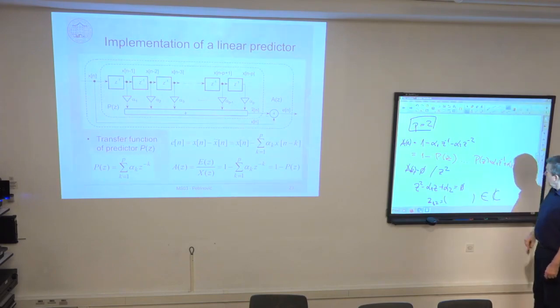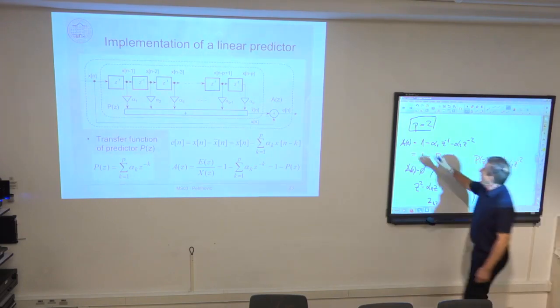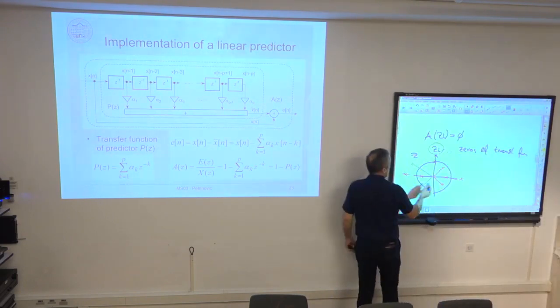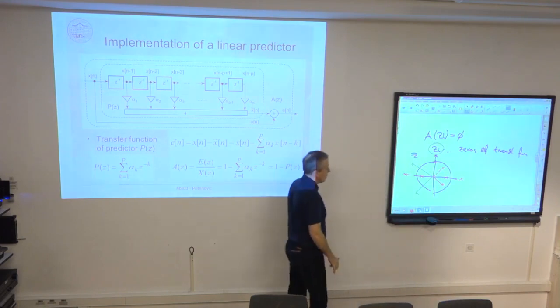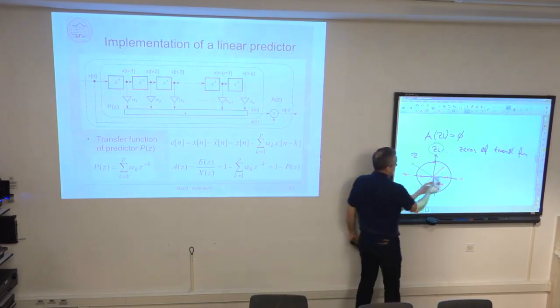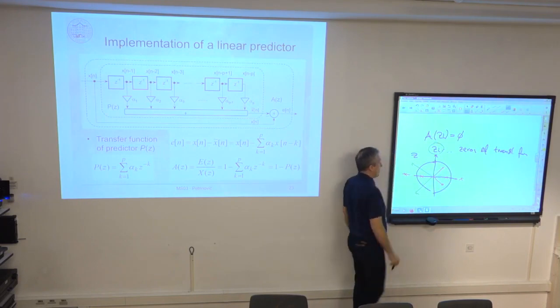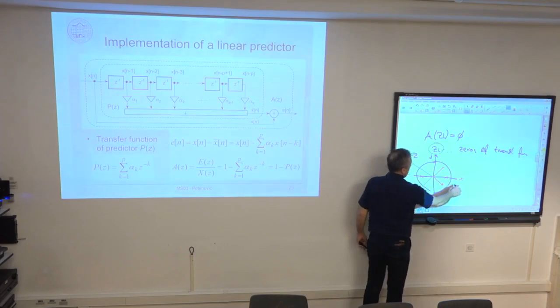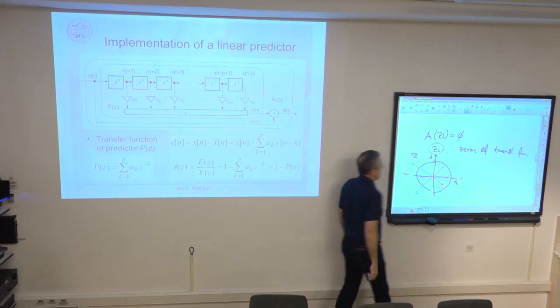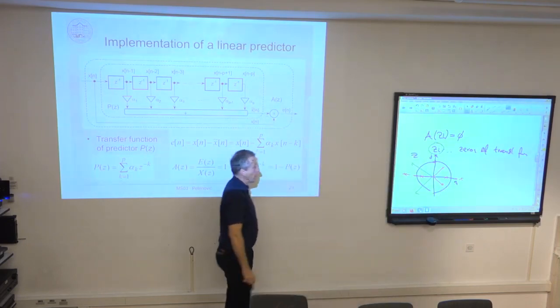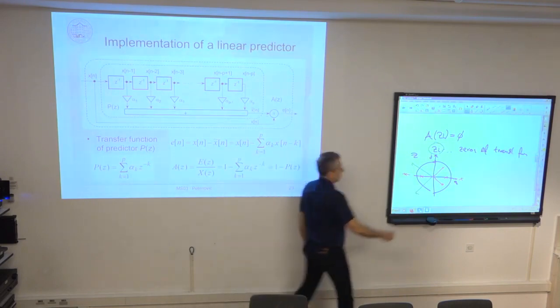I have plotted here examples of such roots. When the roots are real, they are on the x-axis. But if they are complex, they have this y part. So this is the j-axis, and this is the real axis: real part, imaginary part, okay?